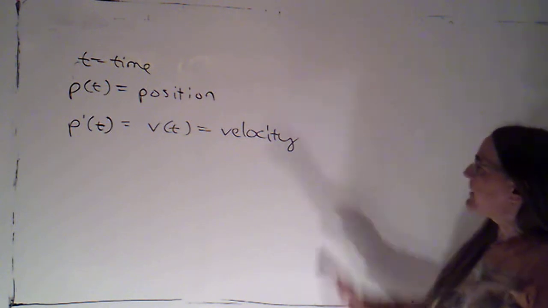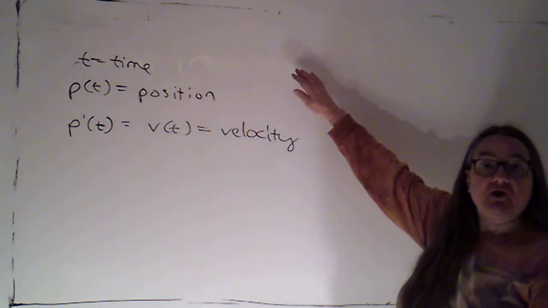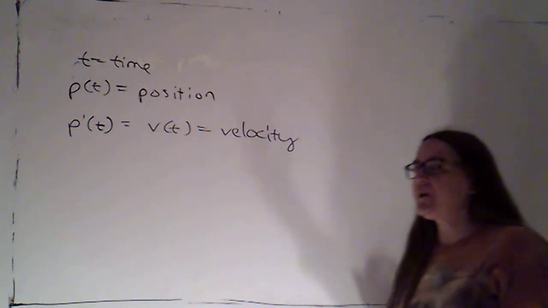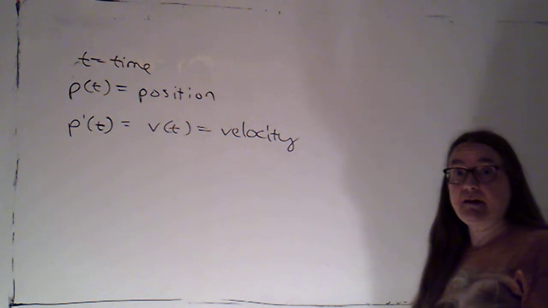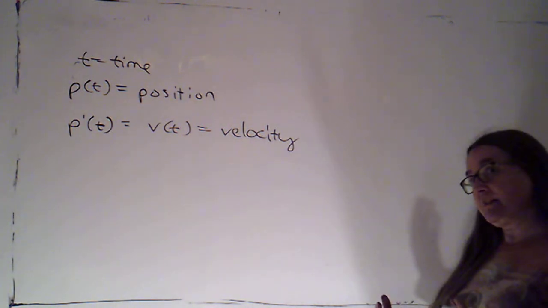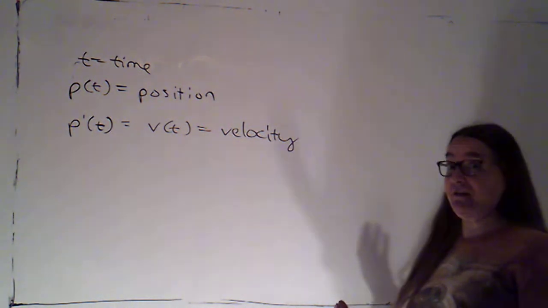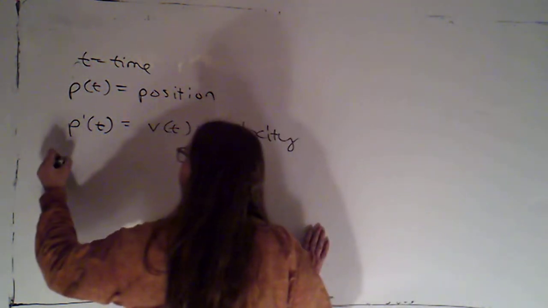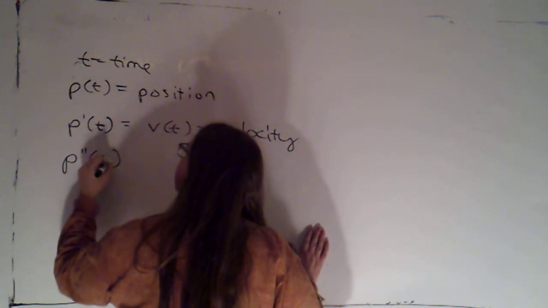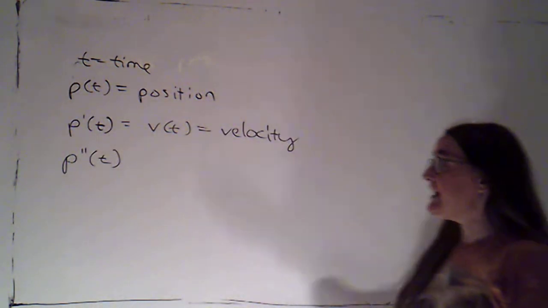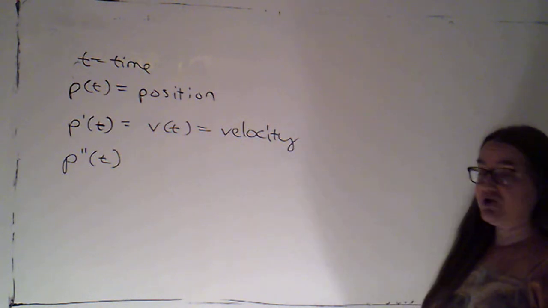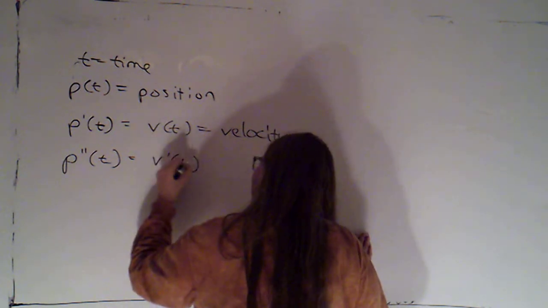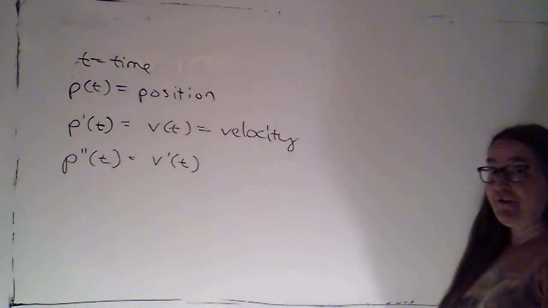Now, that's just saying that's the rate of change of my position. But velocity can also change. So I could measure the rate of change in my velocity. I'd be taking the derivative of the derivative, which we call the second derivative, because we're very creative in our naming. I can denote that as p double prime of t. That's the second derivative of position as a function of time. That would be the first derivative of velocity as a function of time.